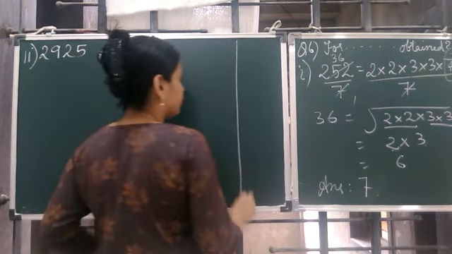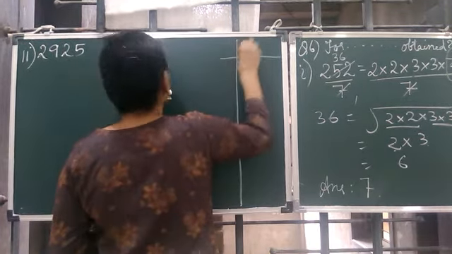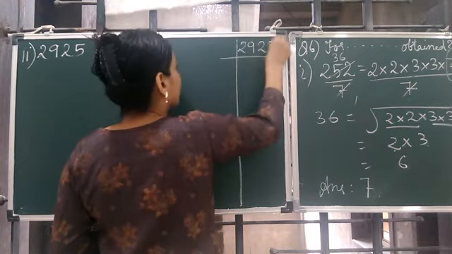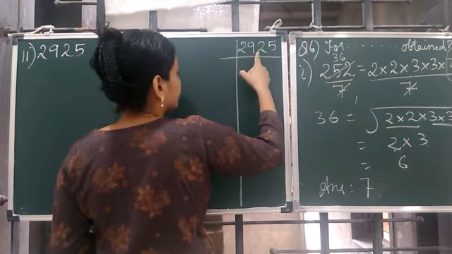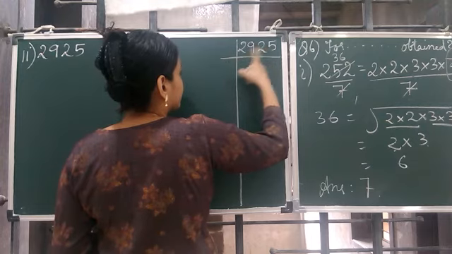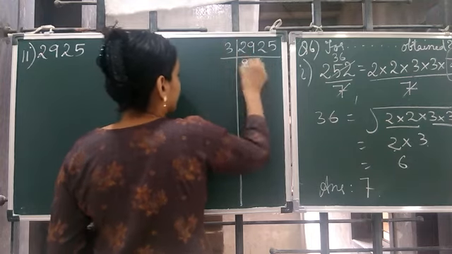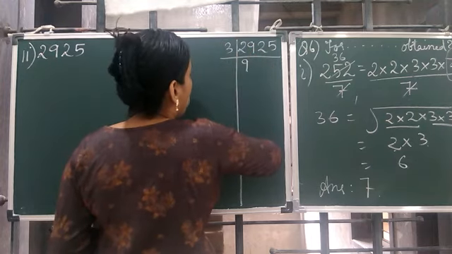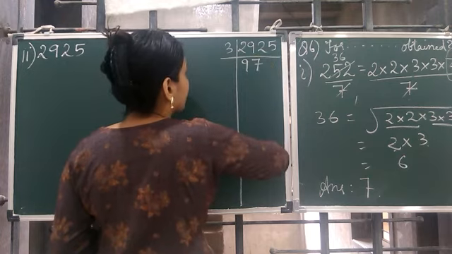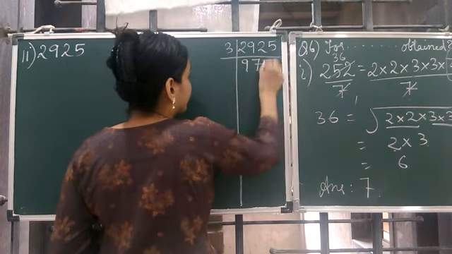2925. Now the last digit is not even, so we will not start by 2, but we check by 3. It will go by 3. 3 9s are 27, 7s are 21, 5s are 15.